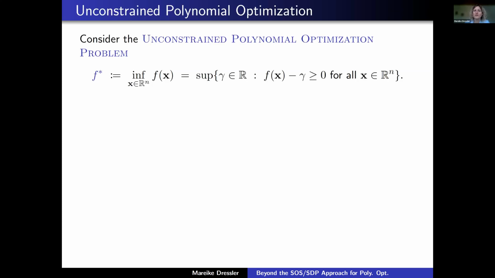And I want to start first in the unconstrained case, so we don't have any constraining polynomials. We just want to minimize f globally over the whole real space. So we want to find the largest real number gamma such that f minus gamma is globally non-negative.